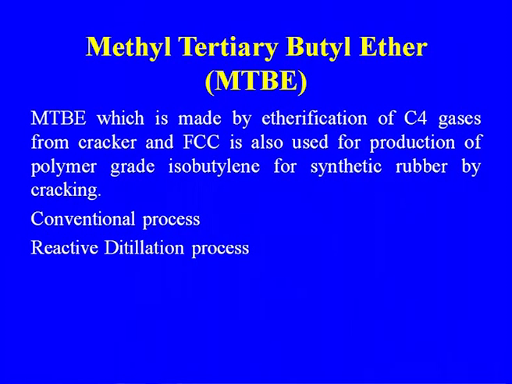MTBE is made by etherification of the C4 gas from the cracker and FCC, and is also used for the production of polymer grade isobutylene, which we discussed while discussing the separation of the various C4 gases from the FCC and cracker plant. There are two processes by which MTBE is made. One is the conventional one-stage process, and the other has a reactor followed by a reactive distillation column, where reaction and distillation take place simultaneously. So the main reactor and then a finishing reactive distillation unit are there, and both processes are used for making MTBE.